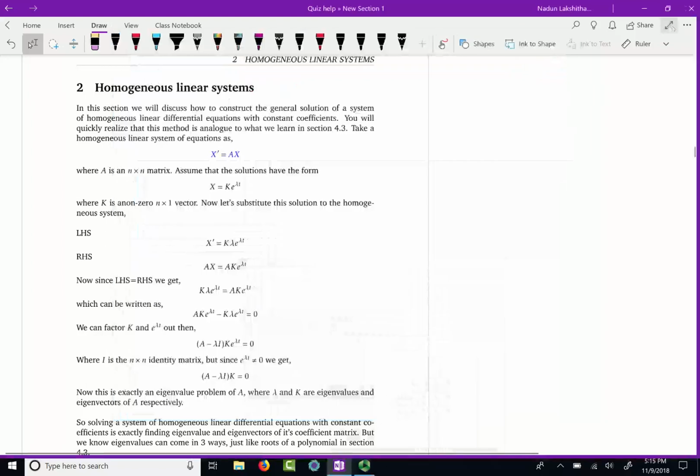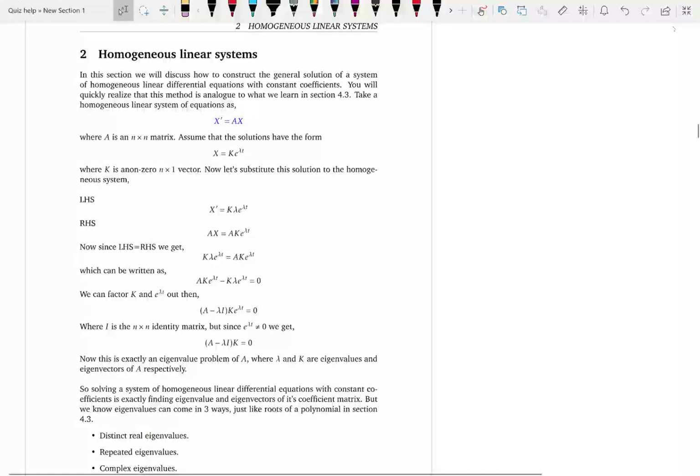Alright, so now what we are going to do is learn how to solve homogeneous linear systems of differential equations. But I think you have already seen that this chapter has an analog or a connection with chapter 4, right? Now let me go back to chapter 4 for a quick second. So let's say you have a second order differential equation just like this.